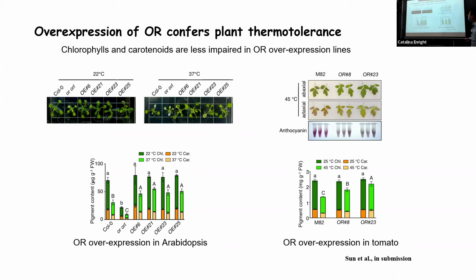So in the OR overexpression line in tomato, when we do heat stress treatment, we find that the OR overexpression lines are less stressed because they accumulated less anthocyanin. Anthocyanin is a kind of indicator of the stress response. So the wild type tomato leaves accumulate a large amount of anthocyanin. Also, the pigment content, both chlorophyll and carotenoid, is less affected in the tomato overexpression lines.